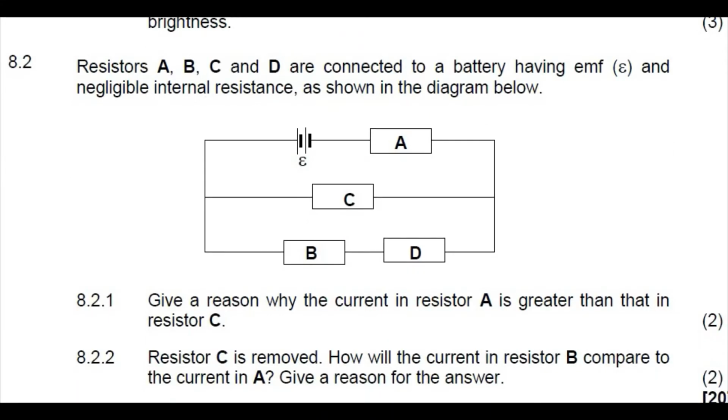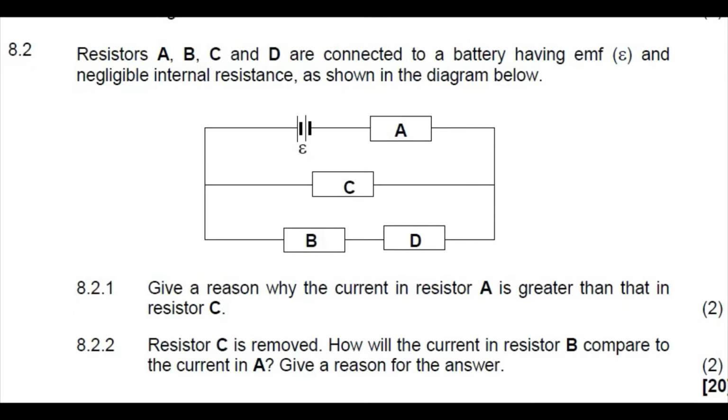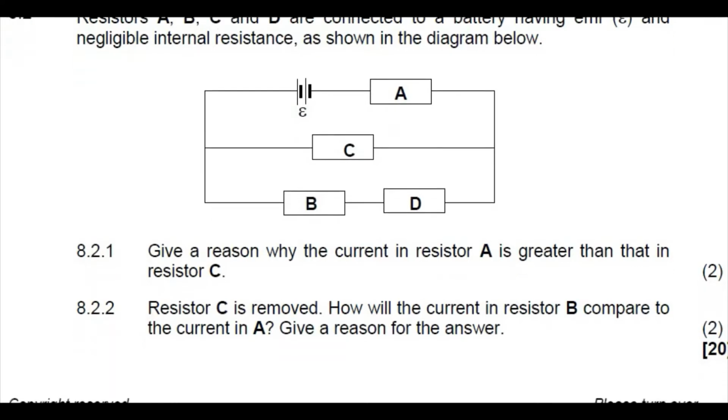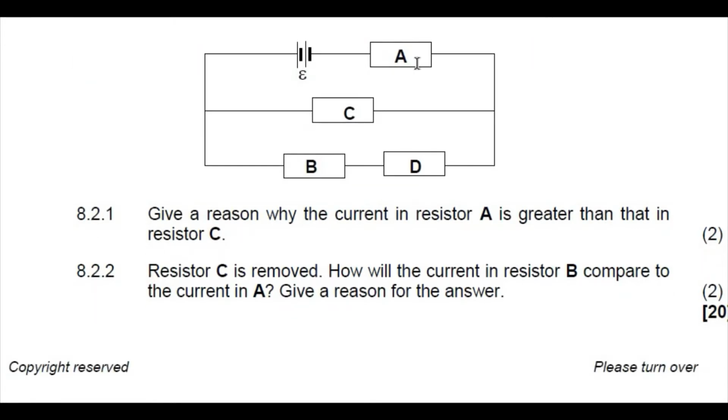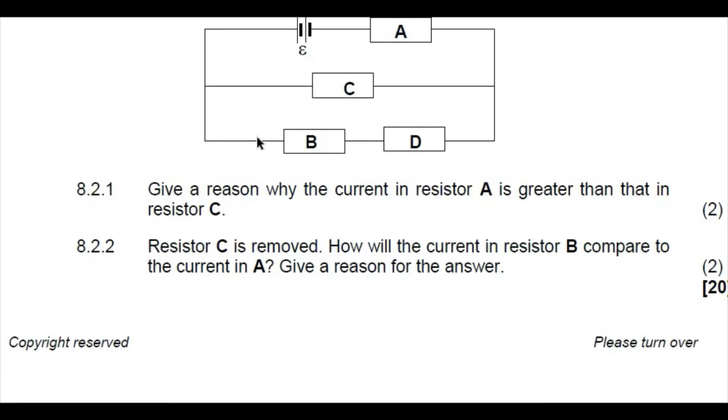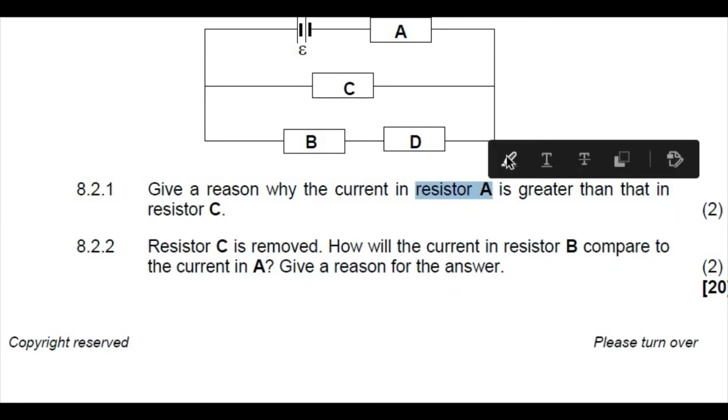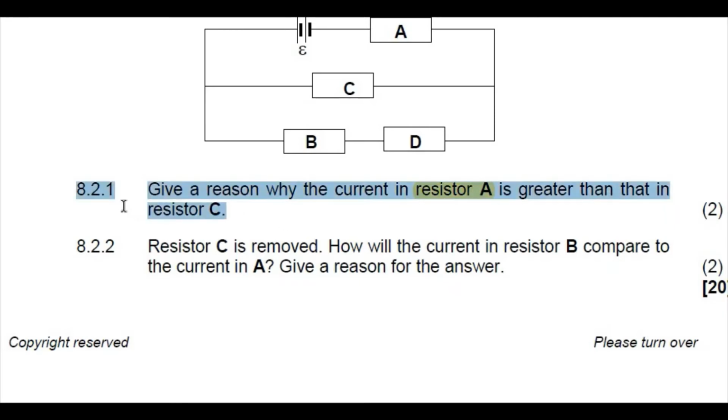Continuing to 8.2, where we have resistors A, B, C, and D, which are all connected to a battery with an EMF and a negligible internal resistance. We are given the diagram below, and I love these questions because they are analysis questions. They require you to actually look at your schematic and understand it. And now the first question is asking us to give a reason why the current in resistor A is greater than the current in resistor C.